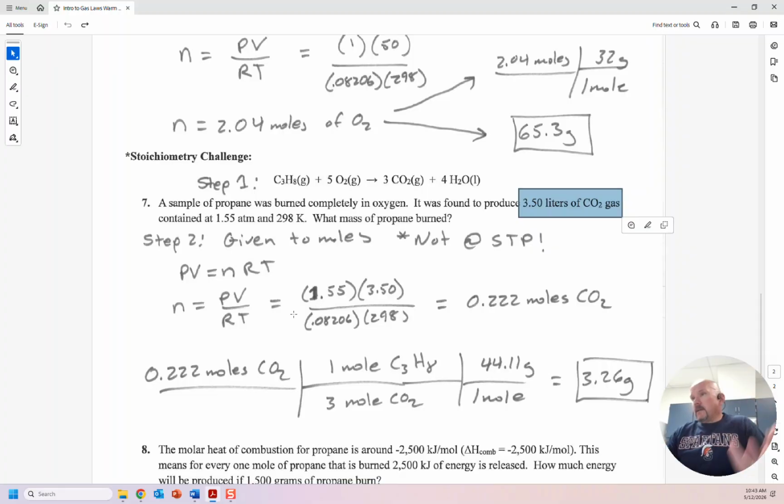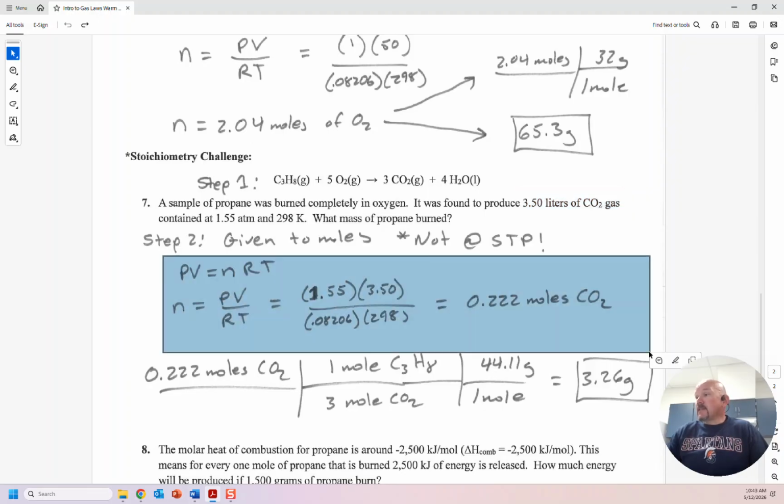So, stoichiometry, not at STP. Sometimes you got to use the ideal gas law. But you're not using the ideal gas law for the stoichiometric step. It's just another way. If you're given volume of a gas, but you're not at STP, you got to use the ideal gas law to figure out how many moles you have.